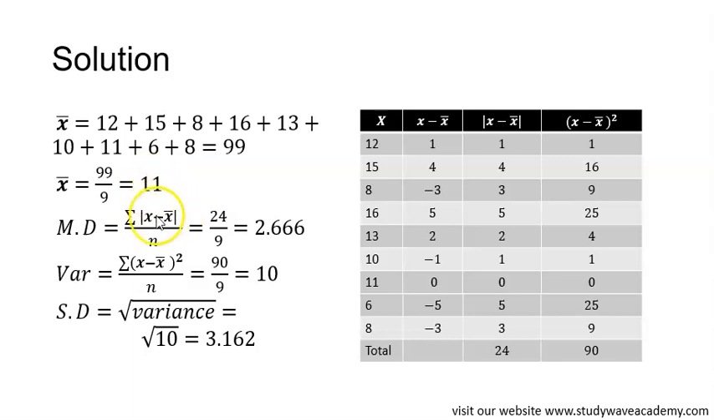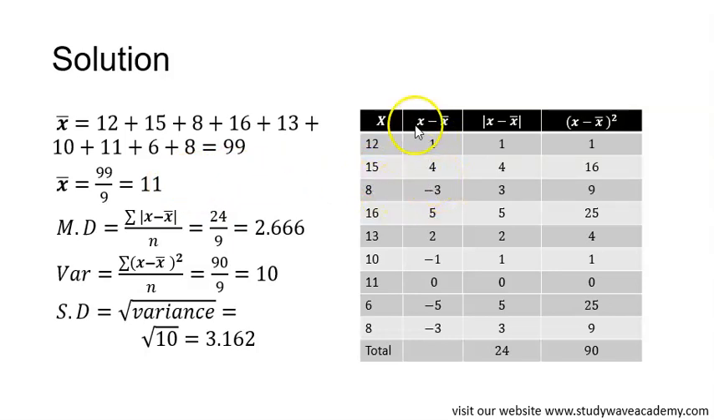So the next step is to get x minus x bar, which is the mean. Each individual data point minus the mean, right? Remember how we did it in our previous example. So 12, which is the first data point, minus 11. 12 minus 11 is going to give you 1. Do you understand? Then the next number, 15. 15 minus 11 is going to give you 4.